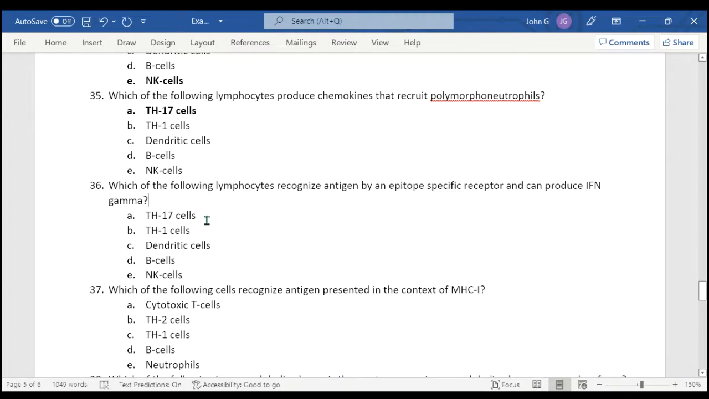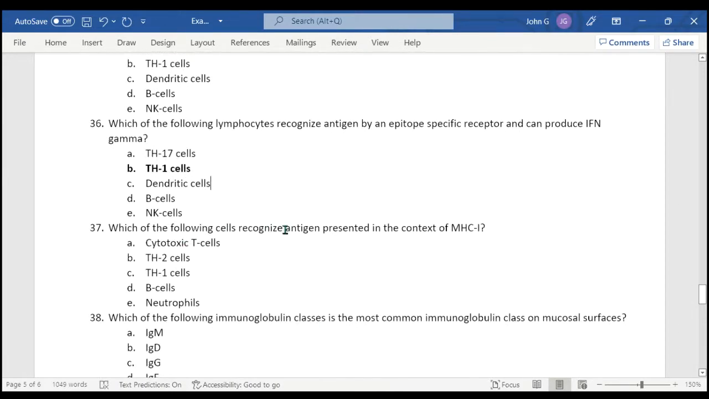Which of the following lymphocytes recognize antigen by an epitope-specific receptor and can produce interferon gamma? So we're looking for a lymphocyte with a specific receptor, so a T cell or a B cell, that can produce interferon gamma. That's going to be Th1 cells. Okay.